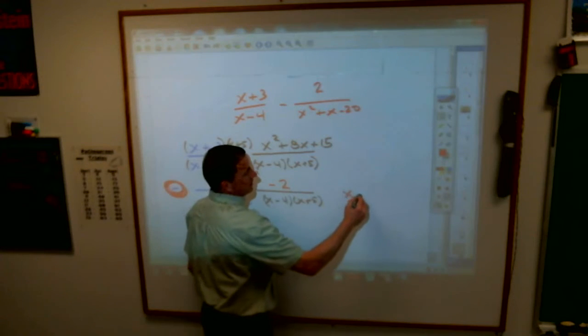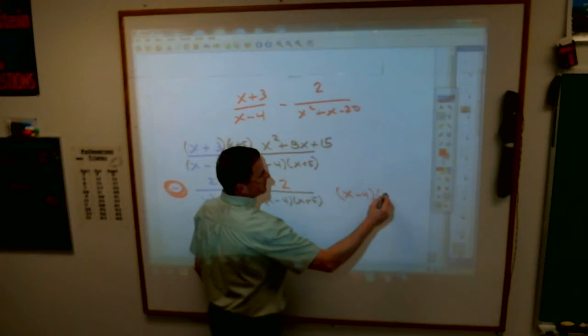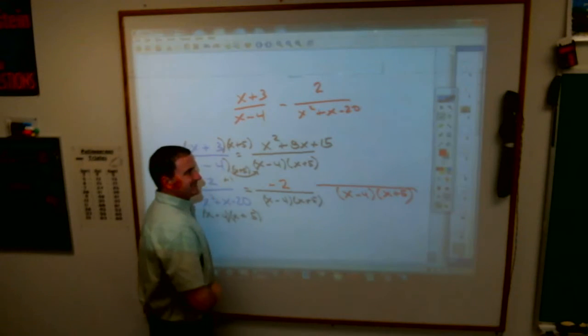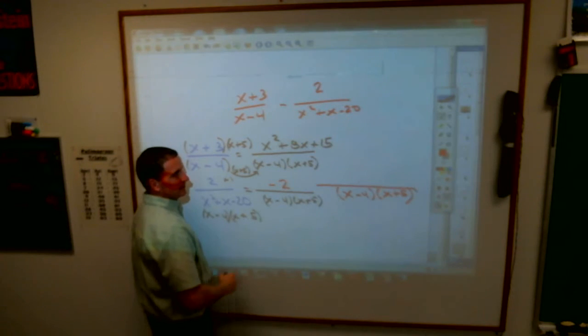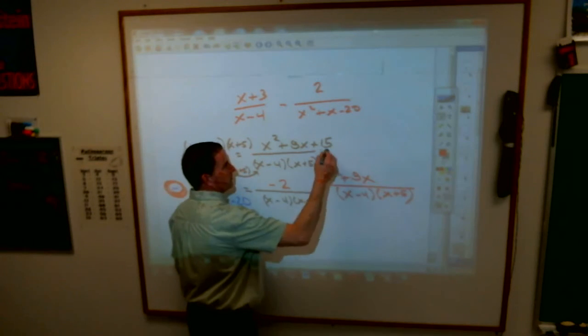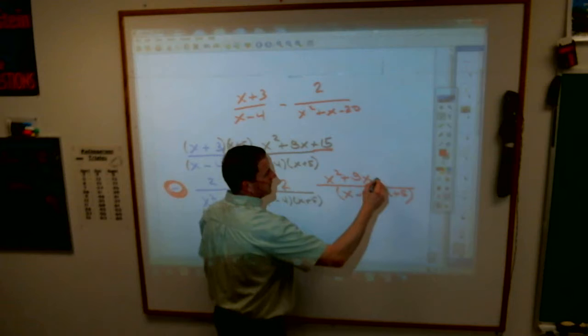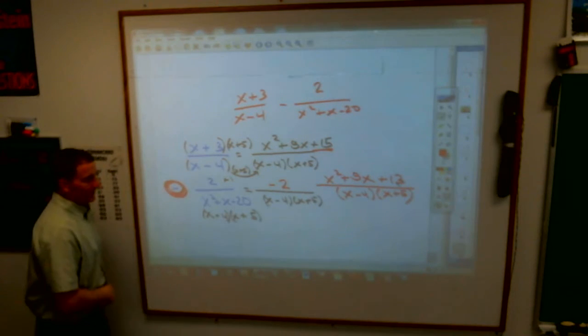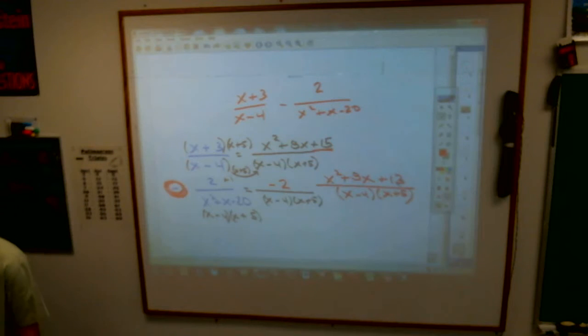So keep the same bottom. X minus 4 times x plus 5, that's my bottom, it stays the same. When I add the top together, what do I get? X squared plus 8x, and I can put 15 minus 2 together to give me 13. And now you have to look, can I simplify that? Yes. Really, I can't, what can I do?